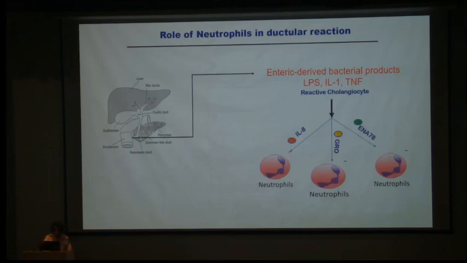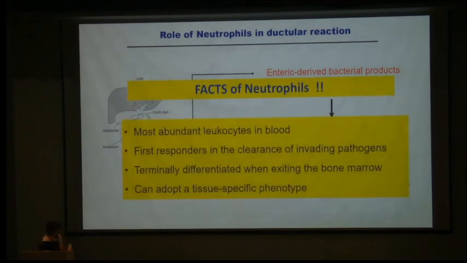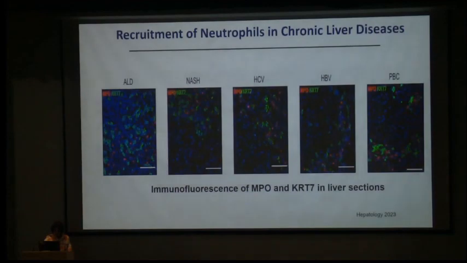Now, I just want to show the facts about neutrophils. Neutrophils are the most abundant leukocytes in the blood. They are fast responders in the clearance of invading pathogens, are terminally differentiated when exiting the bone marrow, and can adopt a tissue-specific phenotype.